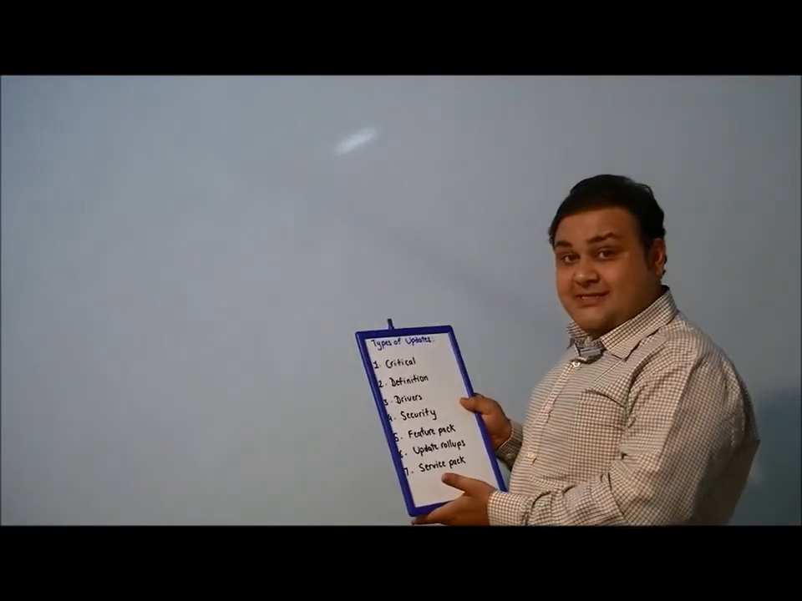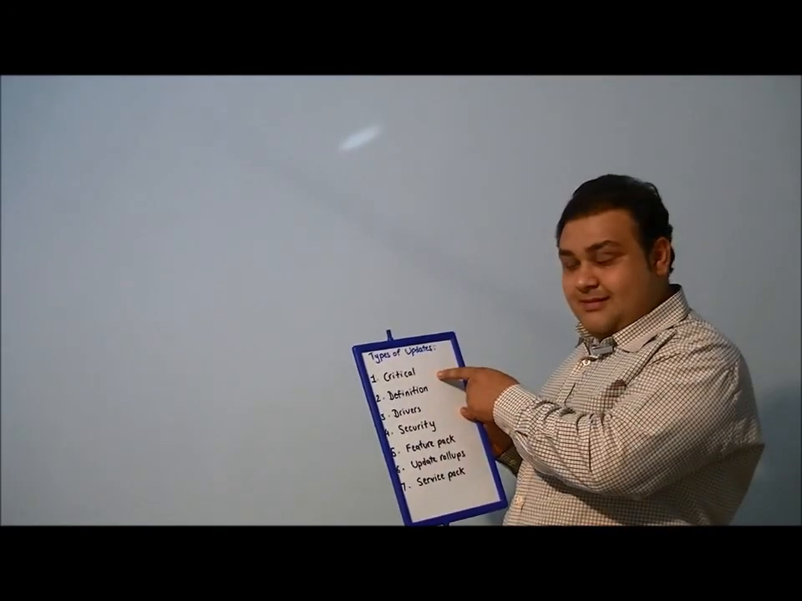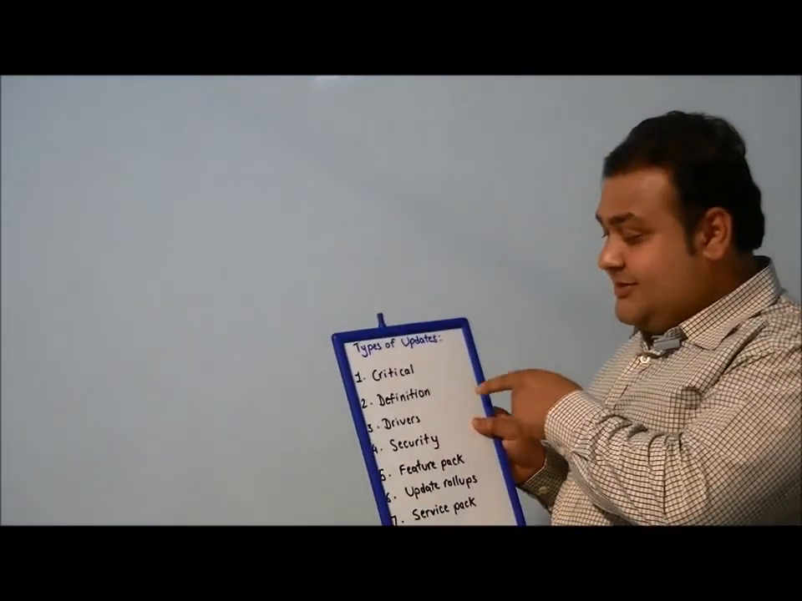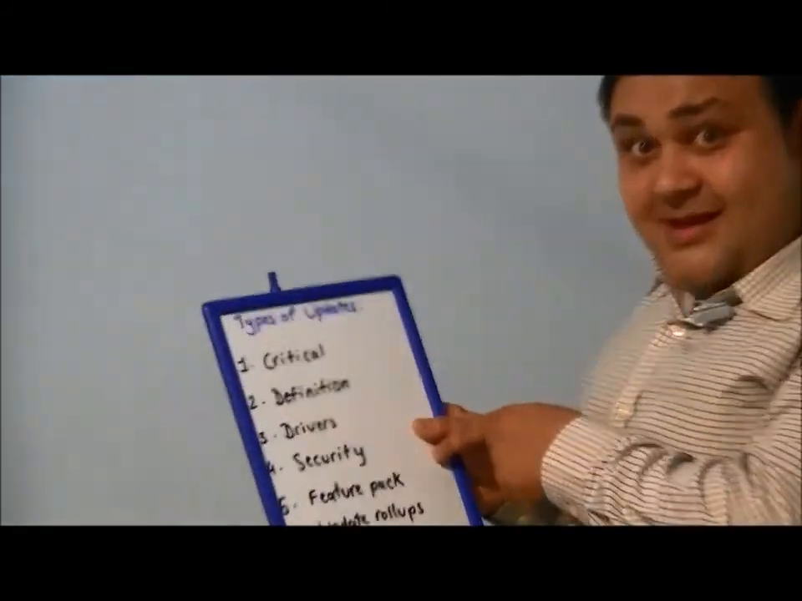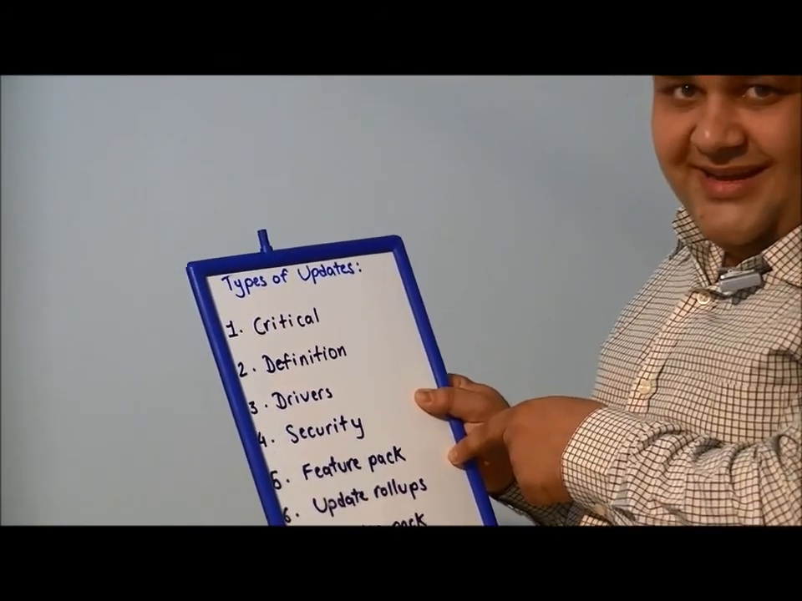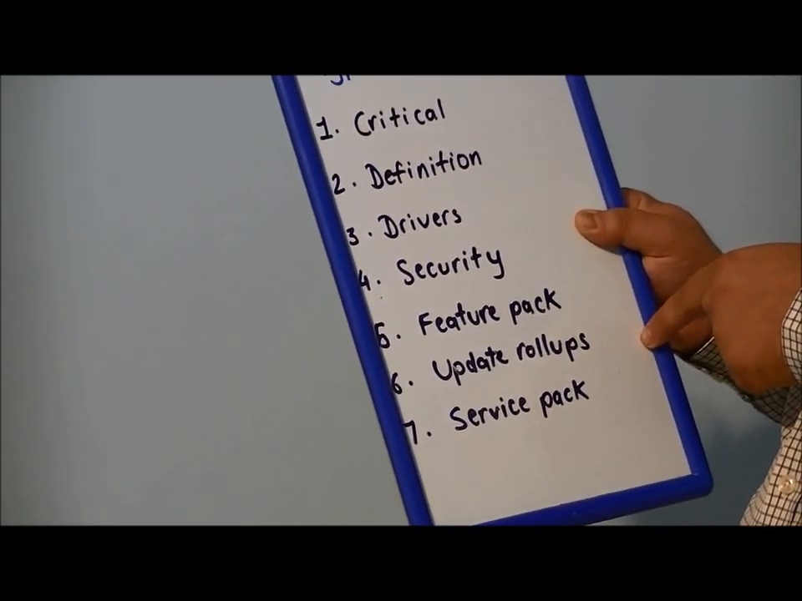So guys, if you want to implement and configure a WSUS server in your network, then you need to understand that there are various types of updates released by Microsoft. I have a list of 7 important types of updates with me right now. As we can see here: critical, definition, drivers, security, feature pack, update rollups, and finally, service pack. So let's go with the list. The first one is critical updates.